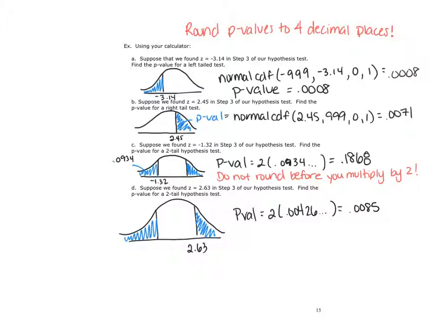Now, one last thing. Again, we find our p-value in order to make our decision in step 4. So let's say we were using an alpha of 0.05. What decision would we make in these cases? So in this first example, our p-value is 0.0008, which is less than alpha, so we would reject the null.